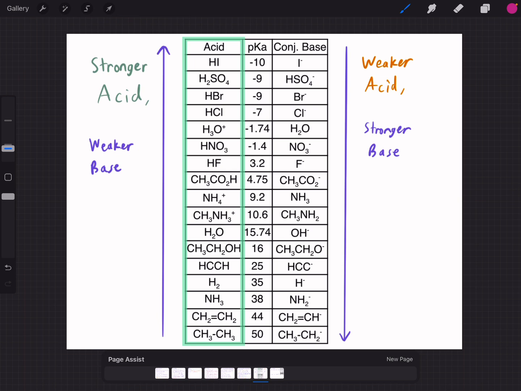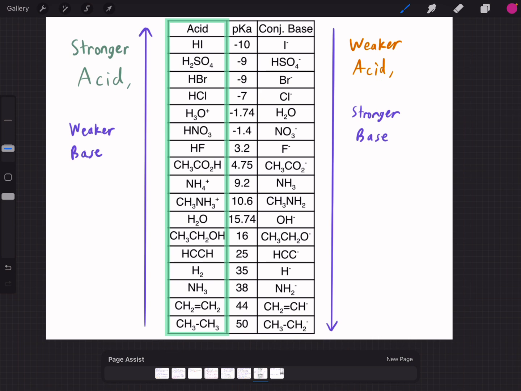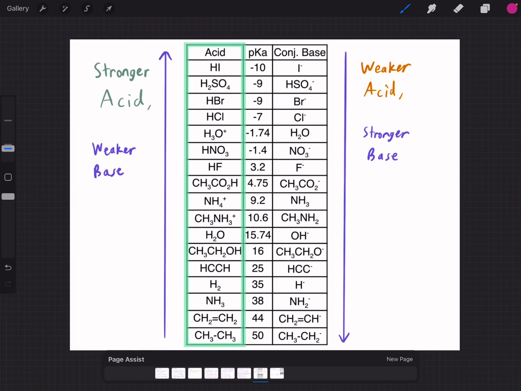Look at the pKa's. Remember we said a lower pKa means a stronger acid, so -10 is a pretty strong acid. So the higher up you go, the stronger the acid. And then the relationship's actually the inverse for a base. The higher up you go, the weaker the base. But if you go lower, you get a weaker acid. So a pKa of 50 is very, very weak. That is a much stronger base though. So that's just the general trend of it.